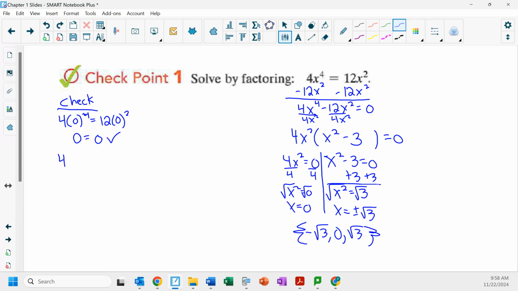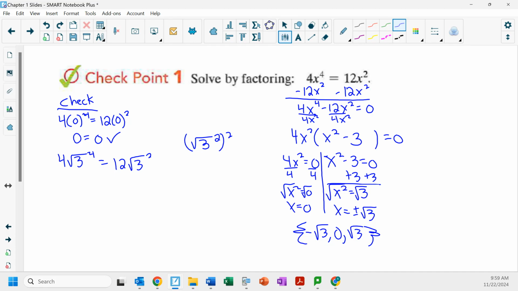And then I have the square root of 3 to the fourth, and then 12 times the square root of 3 to the second. So if you type the square root of 3 to the fourth, you can think of that as the square root of 3 squared, if you want to think of it that way. It makes it a little easier to think about.